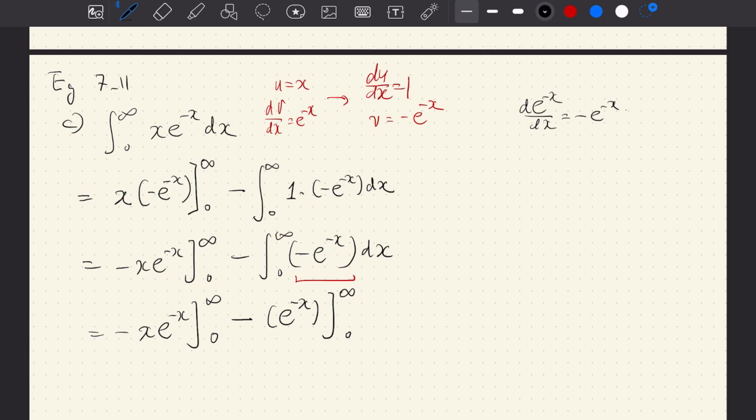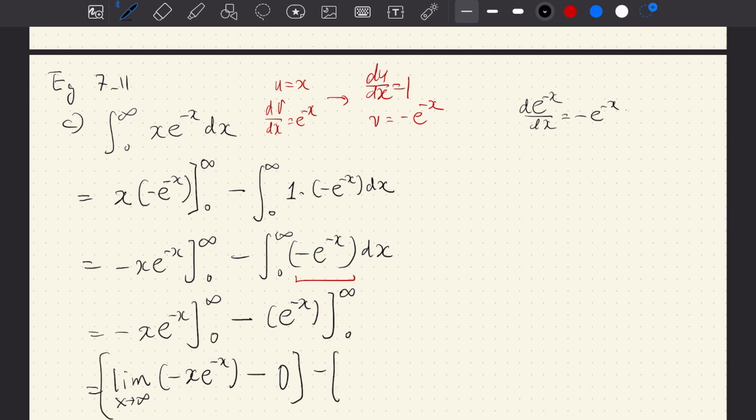So the first term is the limit as x goes to infinity of negative x e to the negative x. This is what we mean by evaluating negative x times e to the negative x at infinity. And for the lower limit, we have negative 0 times e to the 0, so you get 0.